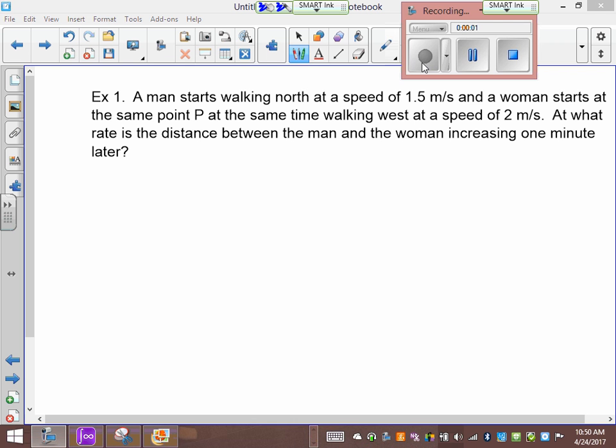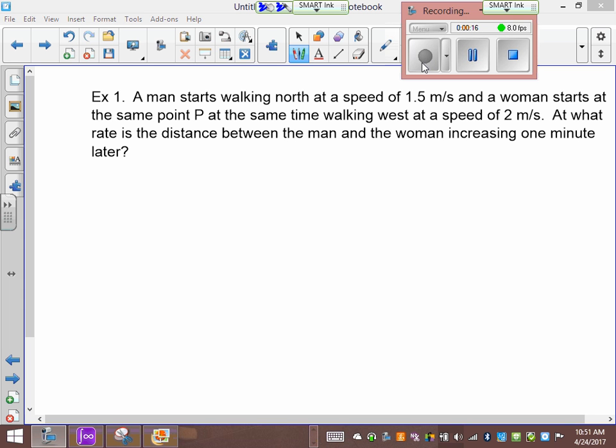A man starts walking north at a speed of 1.5 meters per second. A woman starts at the same point, P, at the same time walking west at a speed of 2 meters per second because she's faster, obviously. At what rate is the distance between the man and the woman increasing?